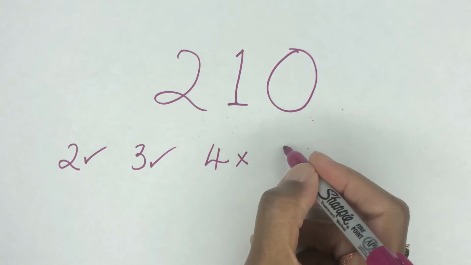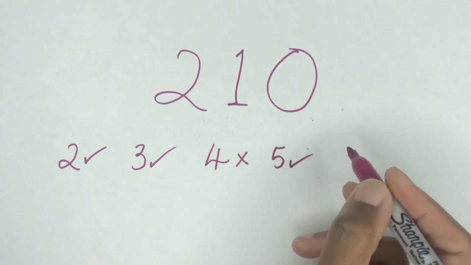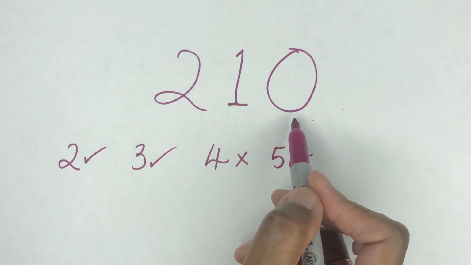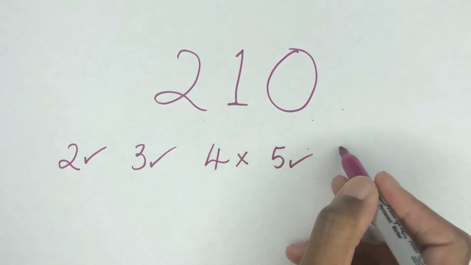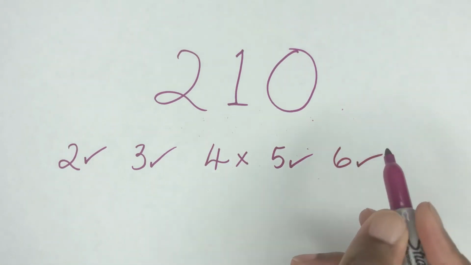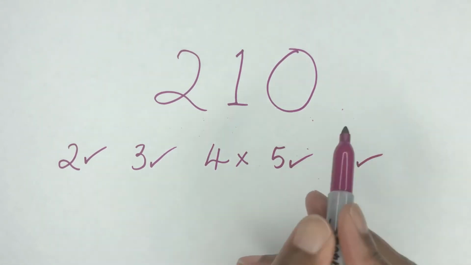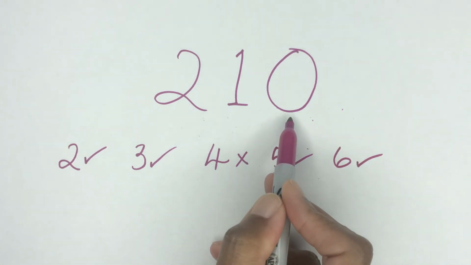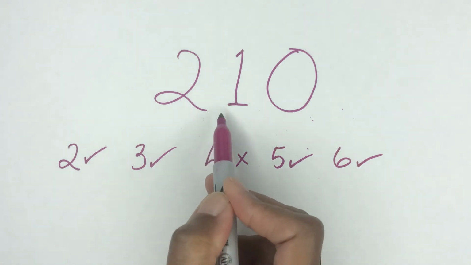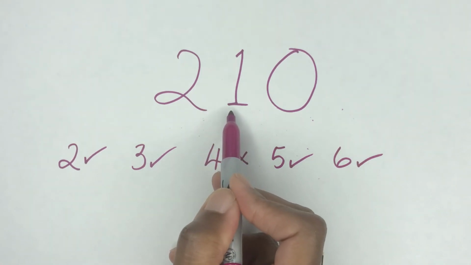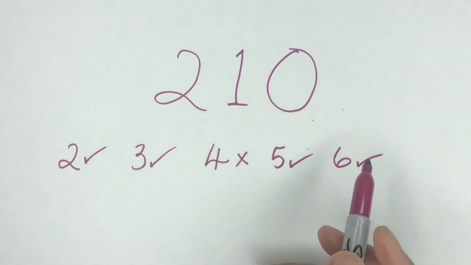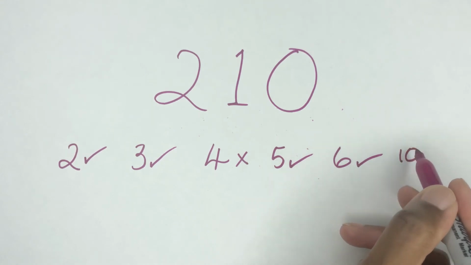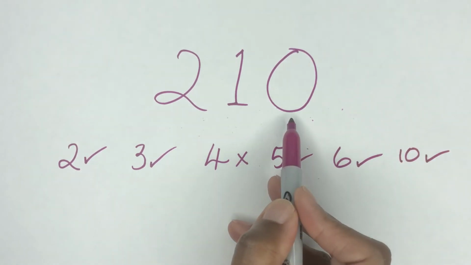Can 210 be divided by 5? Yes, because it ends in a 0. The divisibility rule for 5 is it either ends in a 0 or 5. This ends in a 0, so yes. Can 210 be divided by 6? Yes, because it satisfies the rule for 2, it ends in a 0, and it satisfies the rule for 3, because 2 plus 1 equals 3, which can be divided by 3. So yes, it satisfies 6. Can 210 be divided by 10? Yes, because it ends in a 0.